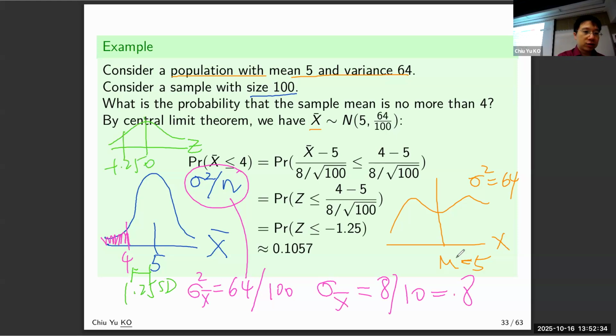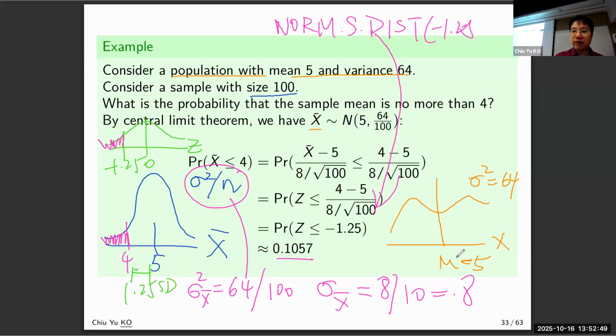That means if you draw the bell curve, this is Z, this is 0, negative 1.25. So this area is this number. How can you get it? In Excel, we just use NORM.S.DIST of negative 1.25, true. This gives you 0.1057. Of course, you can use the table. Look at the Z table for negative 1.25, then you're done as well.